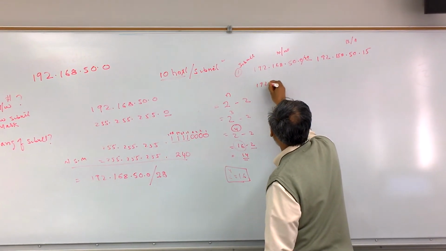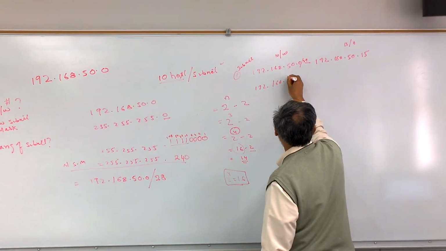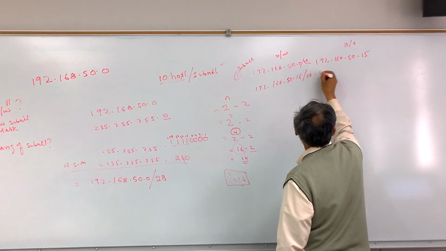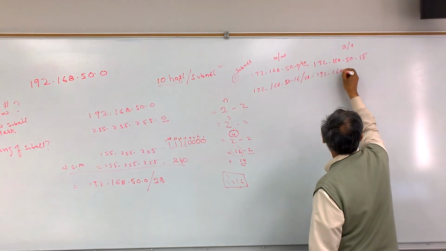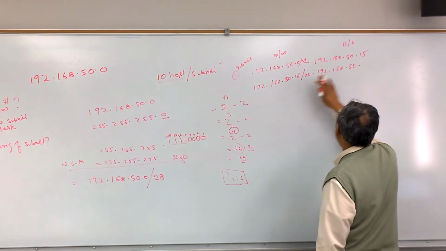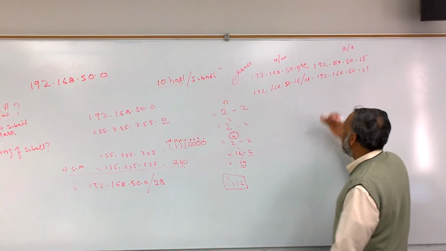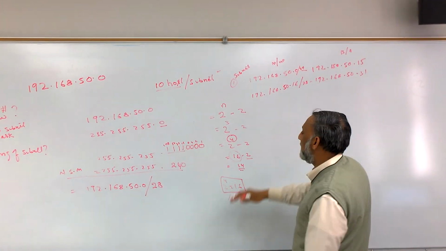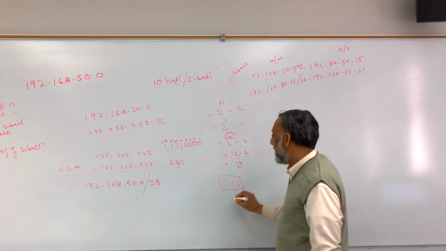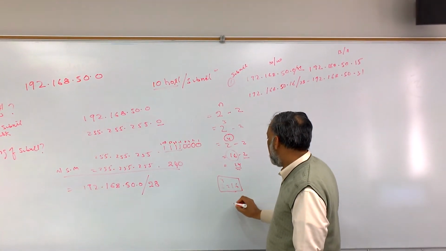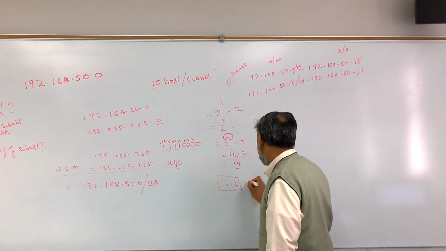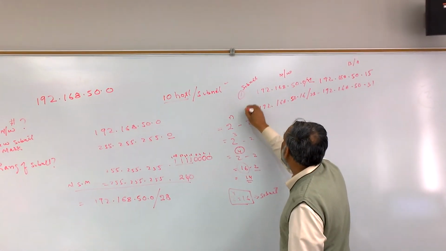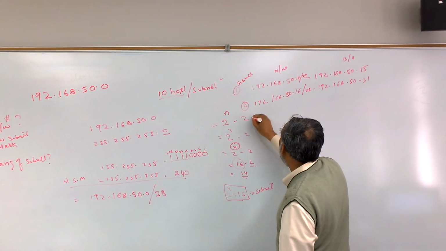So my next range will be 192.168.50.16/28 to 192.168.50.31. Likewise, you keep adding 16 numbers till you get all your subnets. You can have altogether 16 subnets. So this is the first subnet, this is the second subnet, and keep going like this.